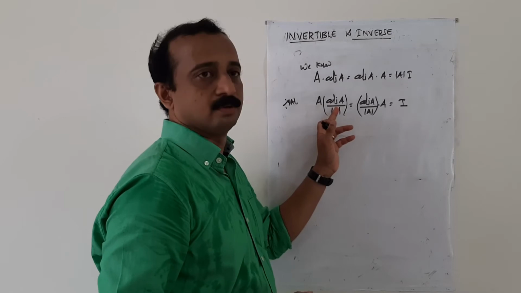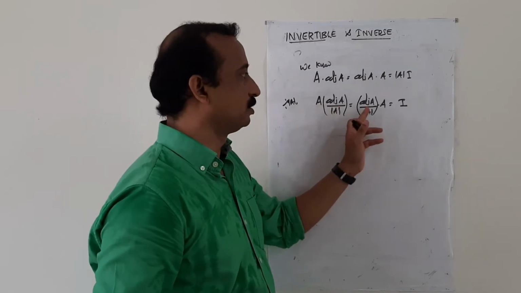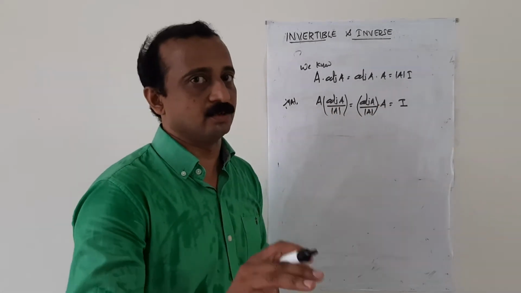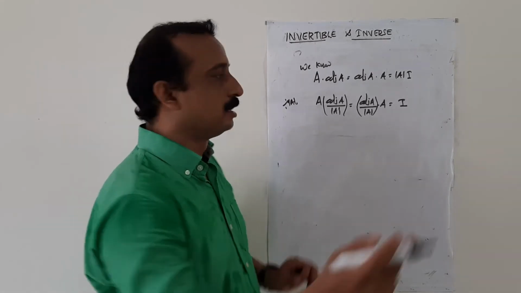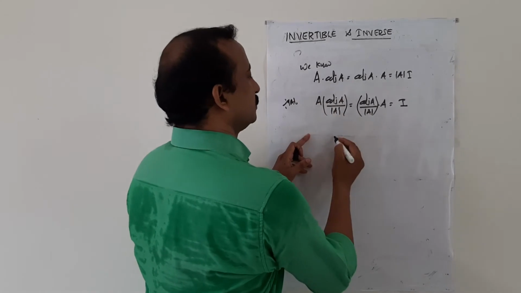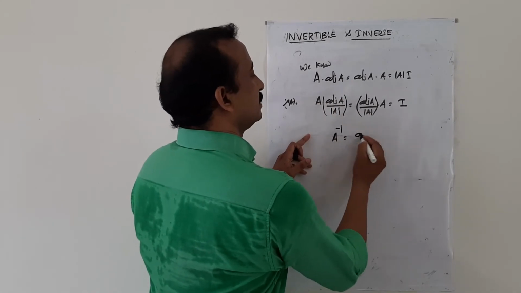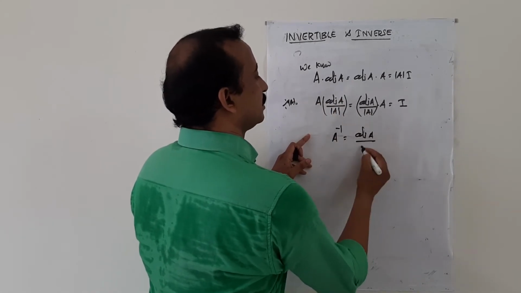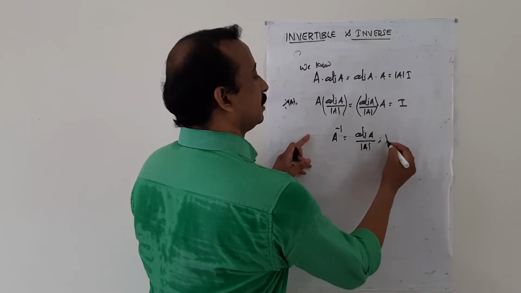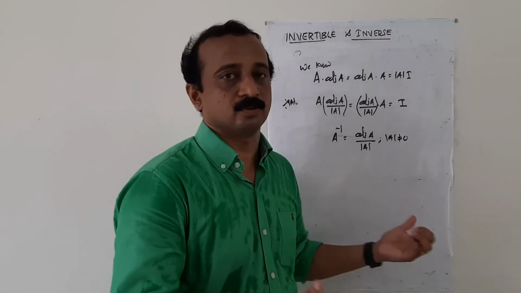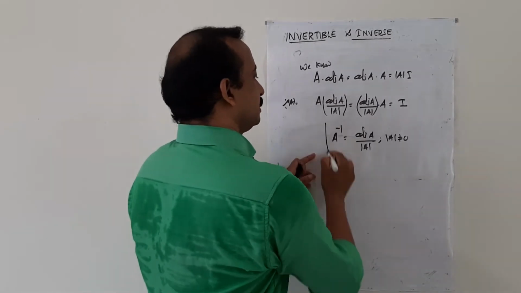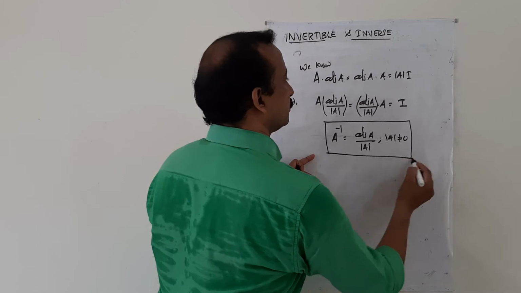Here A into another matrix, A into B equal to B into A equal to I. Then you know A is called invertible and B is the inverse of A, also A is the inverse of B. That means this matrix is the inverse of this matrix, that is A inverse is equal to adj divided by dta, and we write the condition dta is not equal to 0. If dta equal to 0, it's not possible. That is the formula for finding inverse of a matrix.